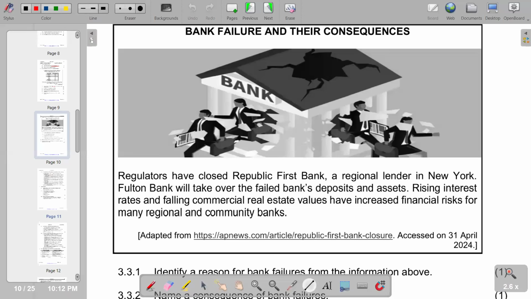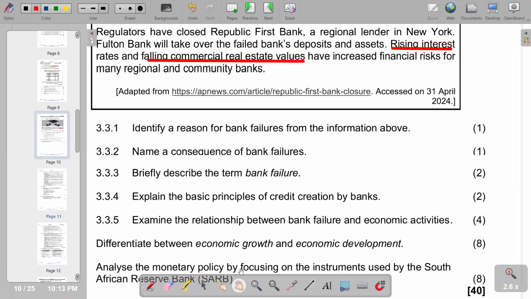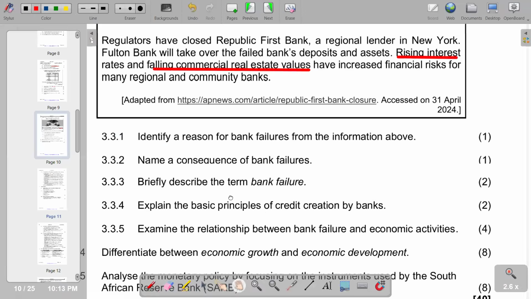So it is shown here where we have rising interest rates, also falling commercial real estate values. These two points are the points that we can refer to as a reason for bank failures from the information that we are given.